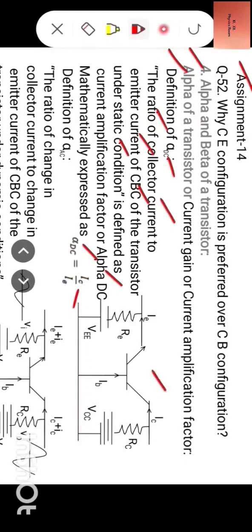Now look at this circuit diagram. This is the circuit diagram of common base configuration when applied with bias. Now this is IE emitter current, this is IC collector current, and this is base current. The ratio of collector current to emitter current, that is output current to input current, is defined as alpha DC.